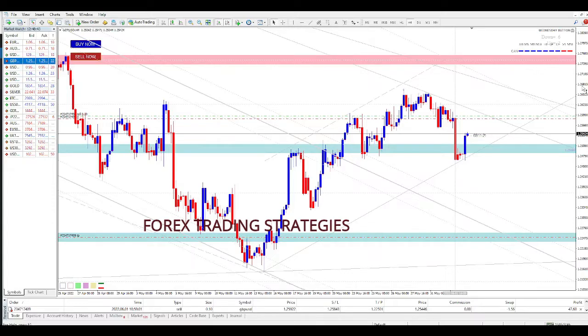So, your lot sizing, your money management, lot sizing, always trade small. Don't go for these big lot sizes, those big trades, trying to make as much money quickly, stuff like that. You will destroy yourself.